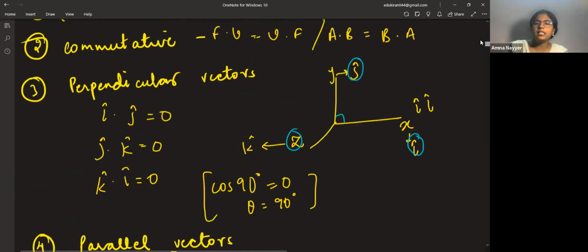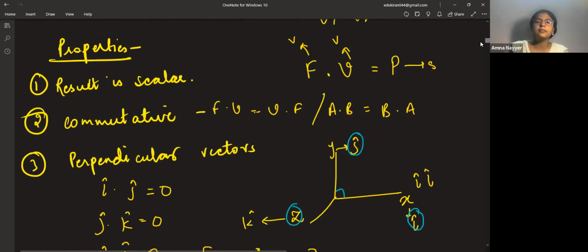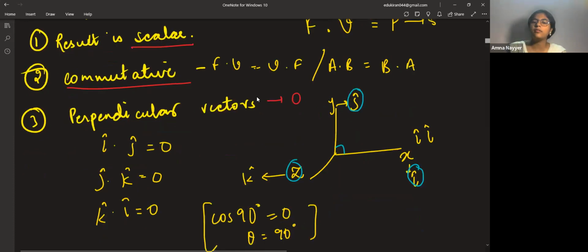Cartesian form, I'll tell you, first note down these properties. All right. So what do you have to remember? One conclusion: it's a scalar quantity. It's commutative, meaning you can interchange them. Perpendicular vectors will always give zero and parallel vectors will always give one. All right, noted down.